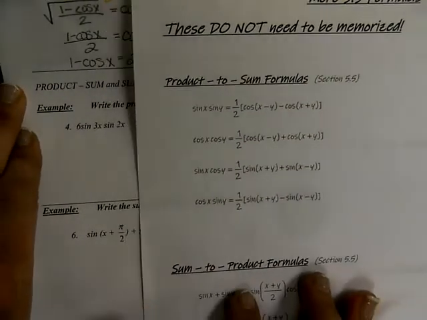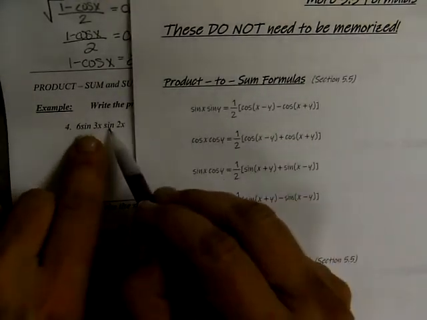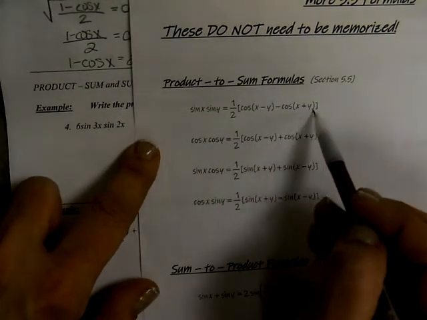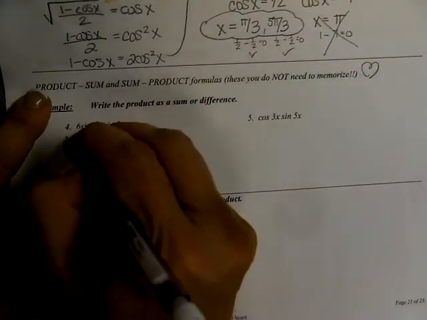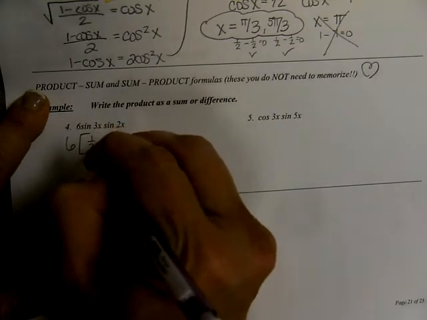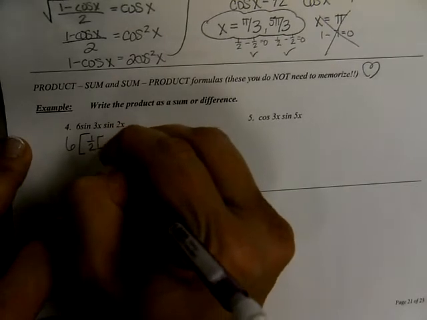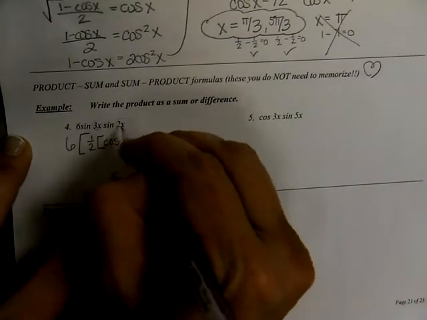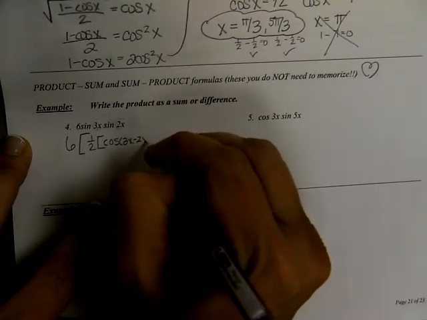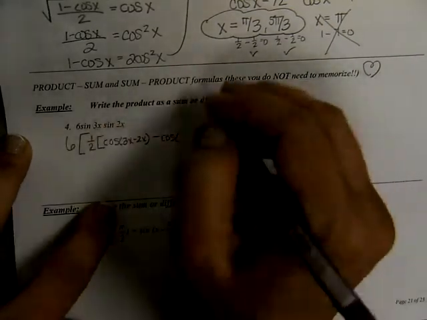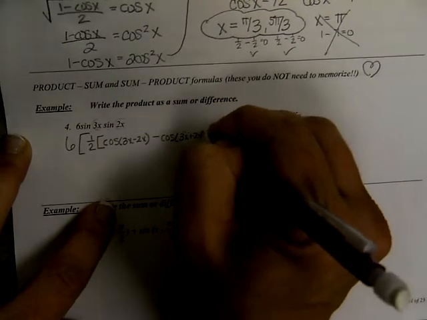So we have these different formulas, and we can see that we're dealing with two signs being multiplied by each other. So we're going to use this first rule that's up here. Okay? So I'm going to stick the 6 in front, and the rule for the signs is that we'd have 1/2, and then we have the cosine of the first minus the second, so the cosine of 3x minus 2x, minus the cosine of the sum of the two, so the cosine of 3x plus 2x.